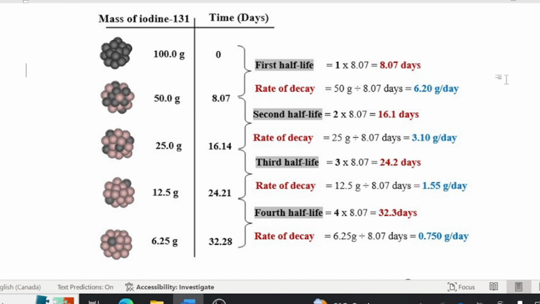Now I want to point out something to you about the rate of decay. Look, for the first half-life, which is 8.0 days, 50 grams decayed. So the rate of decay is 6.25 grams per day. The second half-life, now look what is happening. It's changing from 50 to 25. So the rate of decay will be 25 grams divided by its half-life, which is 3.1 grams per day.